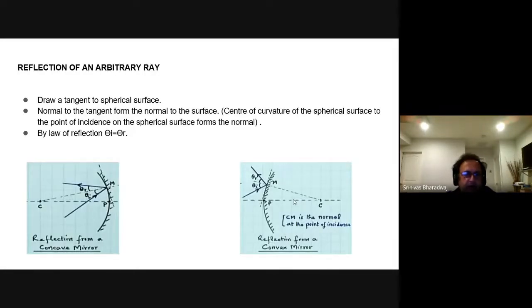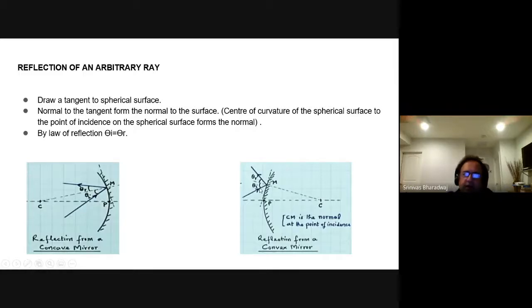Now, typically we draw a tangent and then the normal to the tangent, so you form the surface. The normal to the tangent is this line MC. The tangent is there. And therefore, theta r will equal theta i, where this is the line that divides the incident and the reflected angle. We already discussed that theta i equals theta r, the law of reflection. In a convex mirror also, the same thing happens. The incident angle and the reflected angle are like that.